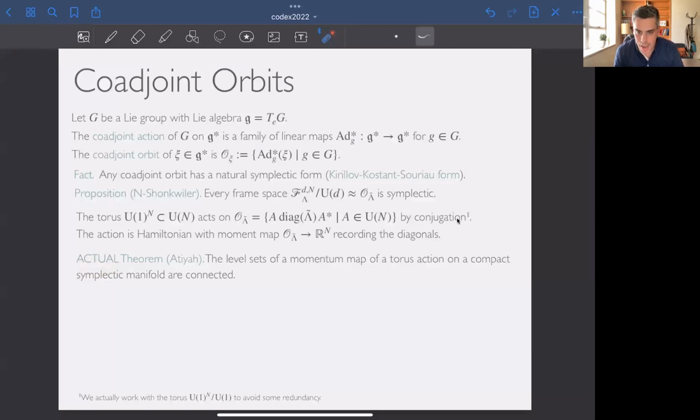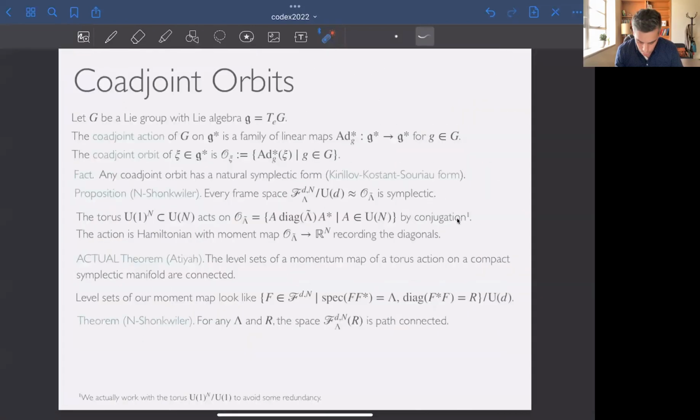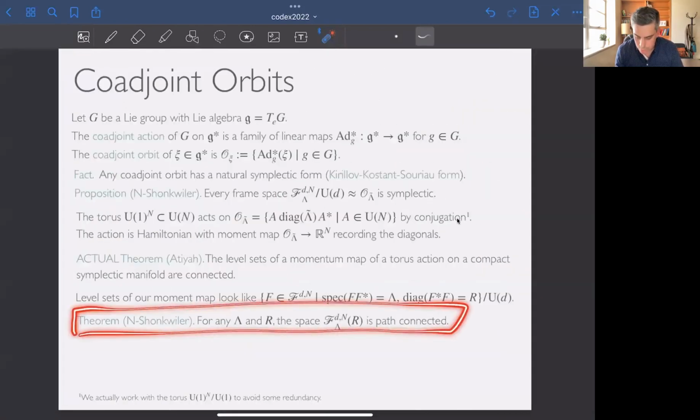All right, so now I have a frame space that I care about. This is a compact manifold. I have a torus action on it, which is Hamiltonian. I can take level sets. Well, taking a level set amounts to prescribing the norms of the vectors in my frame. So then, this is what I just said, and then this proves this connectivity result with some extra argumentation, right?